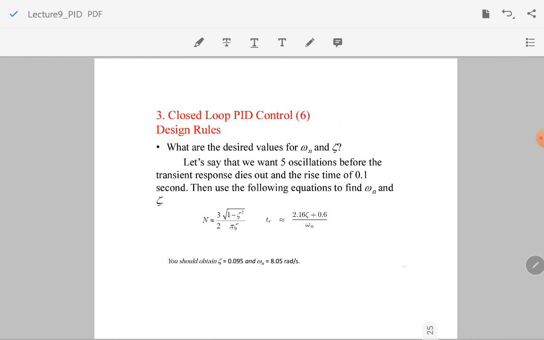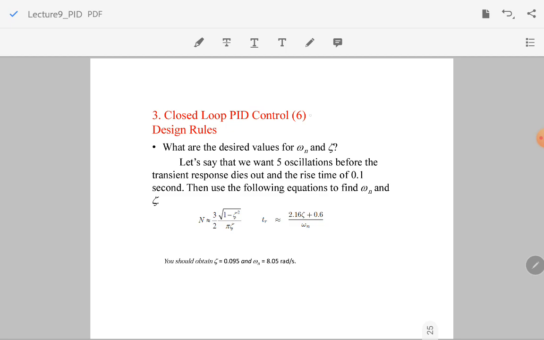Okay, so in this case, let's say the customer wants 5 oscillations before the transient response dies out. I guess that's a maximum oscillation. And the rise time of 0.1 second. So in that case, you use these 2 equations. So the first condition will give you what?